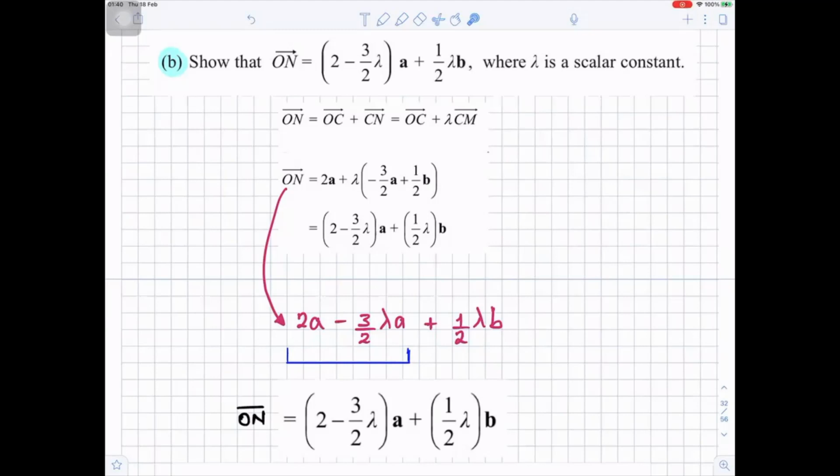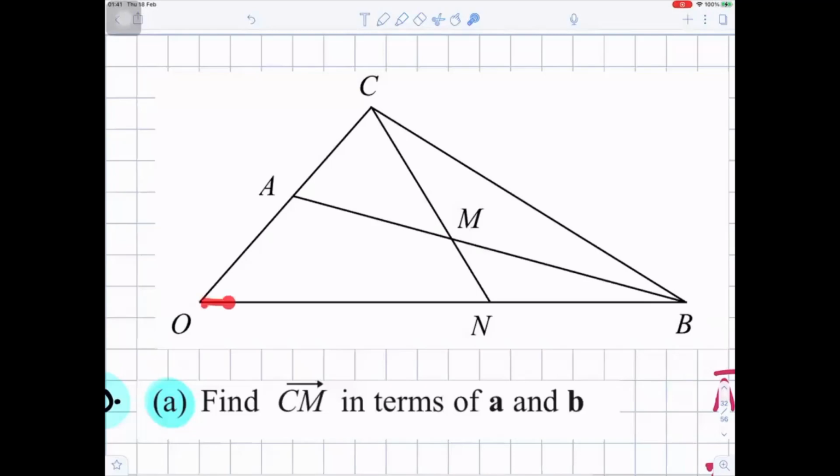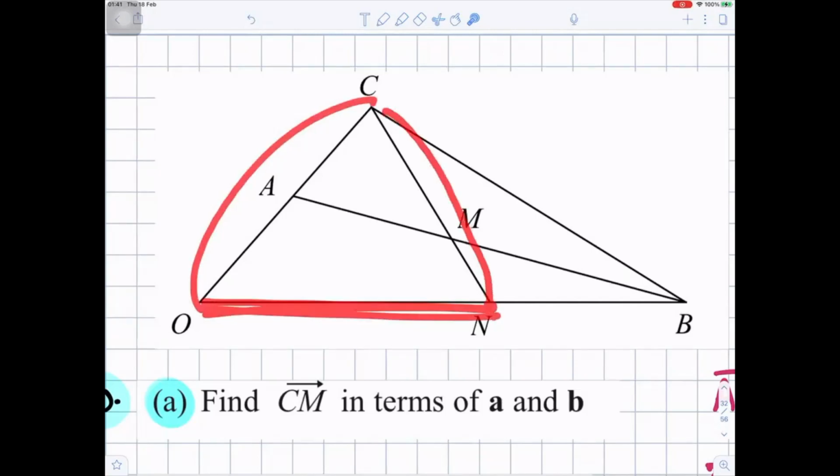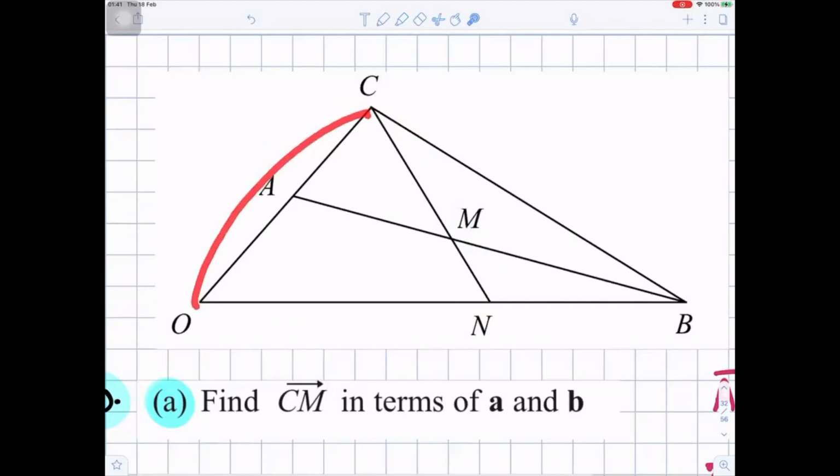And we collect the like terms. So we collect by factorizing. We collect the ones with A together and the ones with B together. So this would be 2 minus 3 over 2 lambda A plus 1 over 2 lambda B. That's what ON is. So remember from the diagram, ON, to go from O to N, is going from O to C and then from C to N. So O to N is the same as O to C plus C to N.